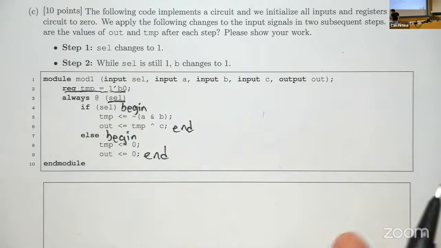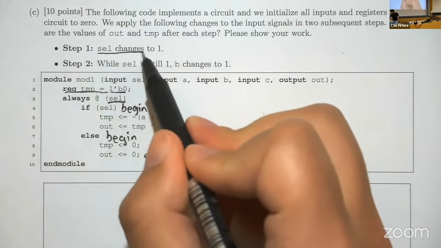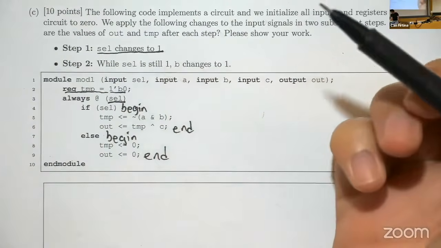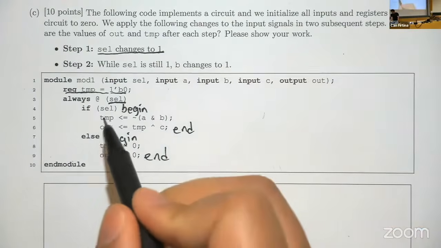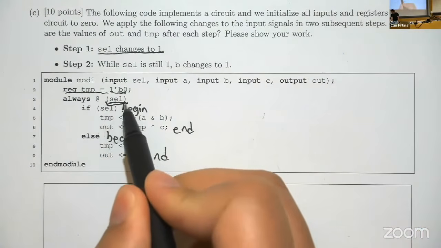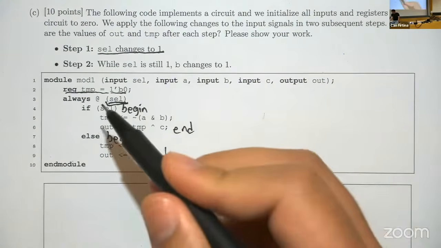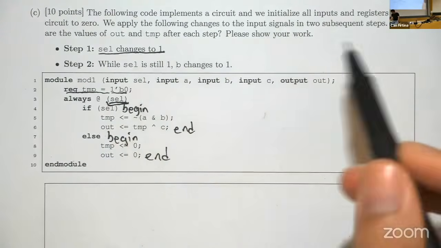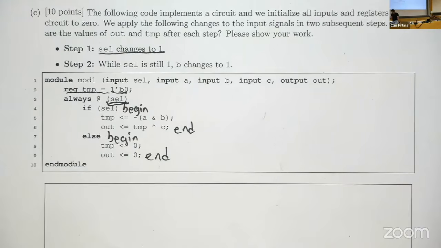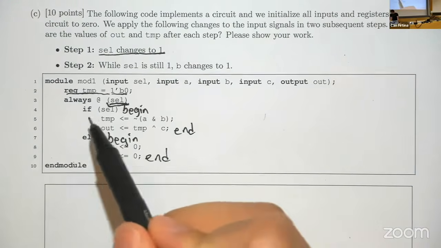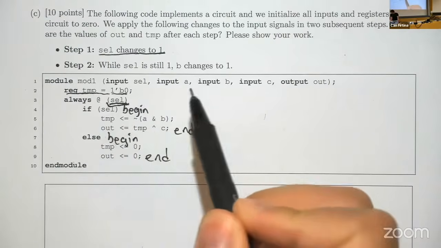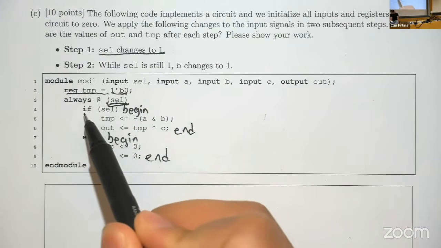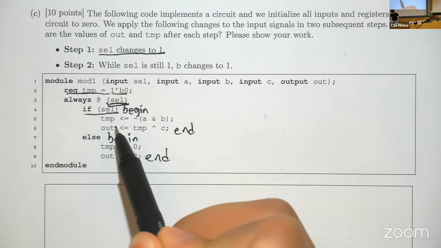So in step 1, select signal will change to 1. What will happen is this always block will be triggered because select changed its value from 0 to 1. It was 0 in the beginning because the question says we initialize all inputs and registers of the circuit to 0. Now we change it to 1, and the always block gets triggered. The block that will be executed is the if block.